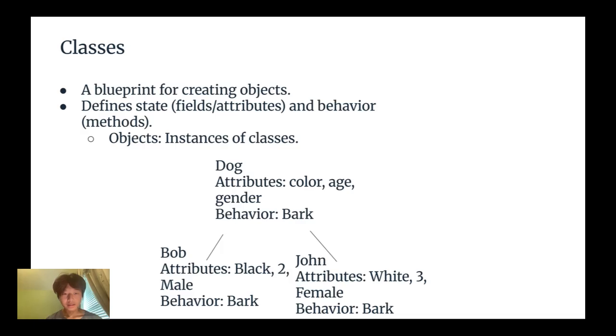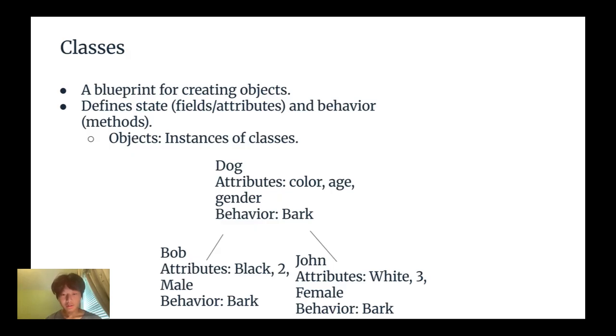So a class is a blueprint for creating objects. In each class, you define states and behaviors, and they're also called attributes and methods. And you also have objects, which are instances of classes.